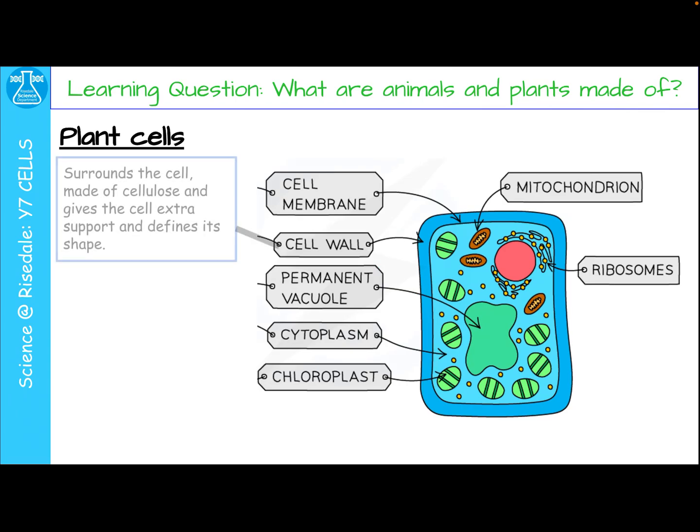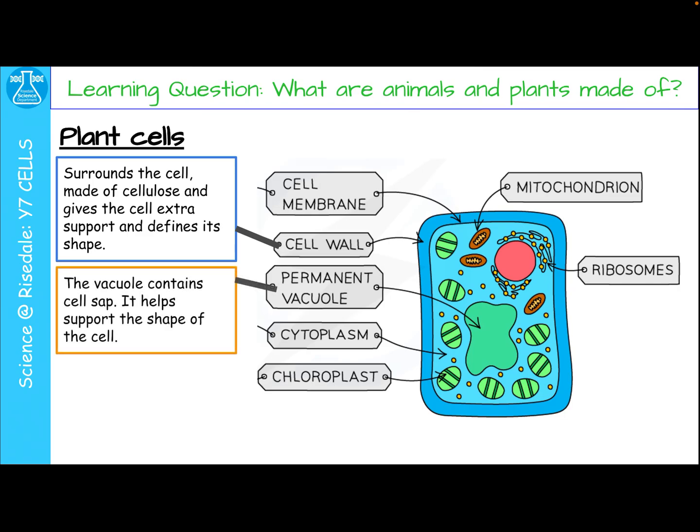The cell wall surrounds the cell, even though the membrane is inside it, and supports the cell. It is made of cellulose, and the cell membrane is on the inside and the cell wall is on the outside. The cell wall gives the cell extra support and defines its shape.